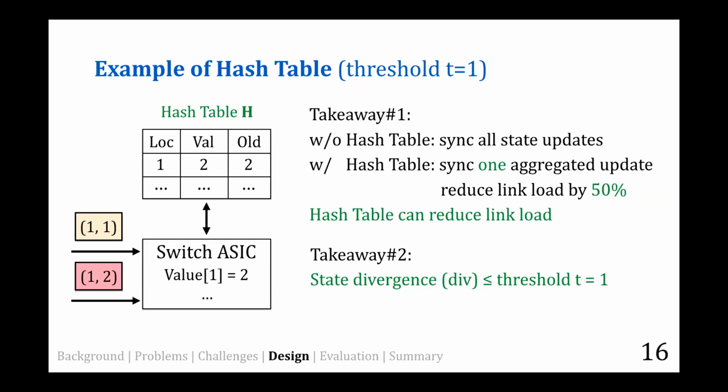Second, the hash table also guarantees that the value difference or state divergence between a state value in the data plane and its copy synchronized to the control plane is always smaller than the threshold T. This bounds the state divergence and enables applications to work on accurate state values.